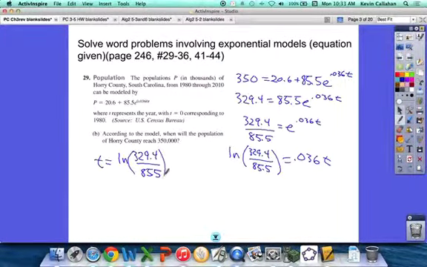All of that is in the logarithm. The 0.036 is not. So ln of 329.4 divided by 85.5, in parentheses, divided by 0.036. That gives 37.465.